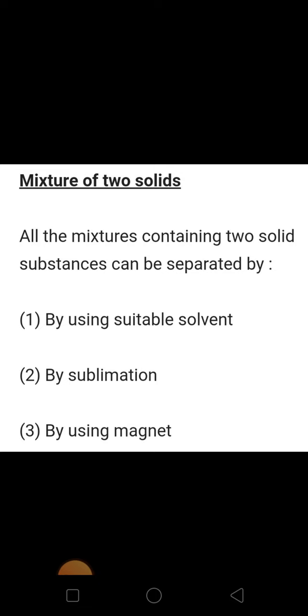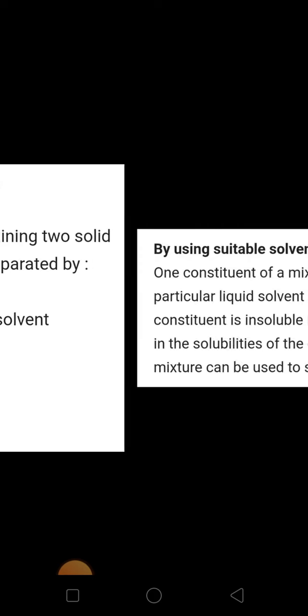For this there are three methods. First is by using a suitable solvent, second is by sublimation, and third is by using a magnet. If you have a mixture made up of two solids, then we can use these three techniques in order to separate them. First, let's discuss using a suitable solvent.